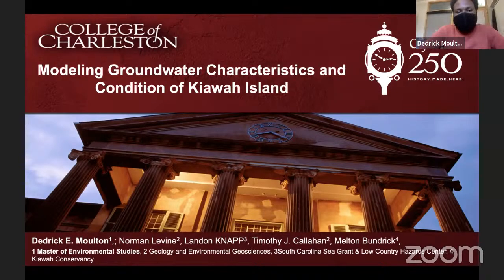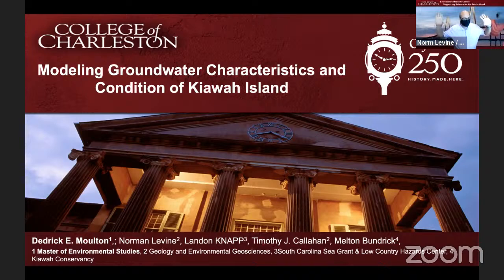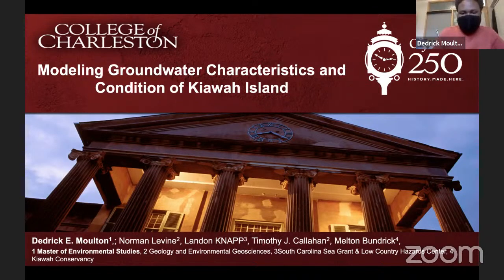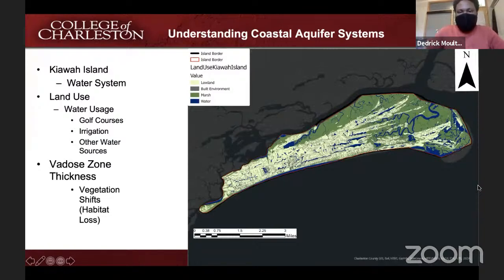I have been working on modeling the groundwater characteristics and conditions on Kiowa Island. Sorry, I think we've got it going now. So obviously we're looking at the water system on Kiowa, and that includes the deltas, ponds, lakes, etc. And we've been doing so to better understand the water usage and monitor the size and health of the vadose zone to prevent long-term issues with relation to sea level rise and increased salinity. Because as the vadose zone becomes thinner, it invites increased salinity, leading to vegetation shifts.